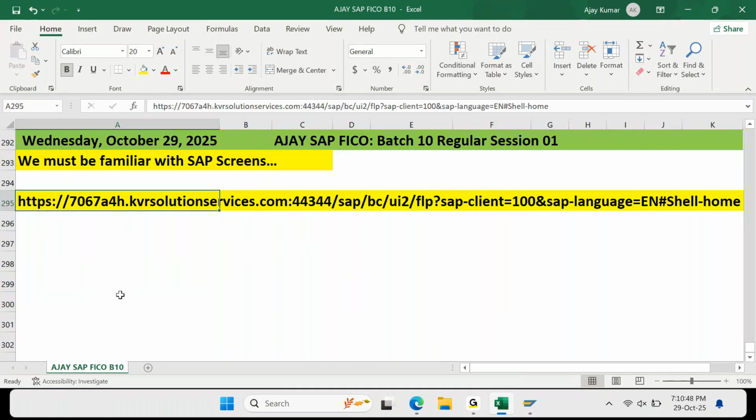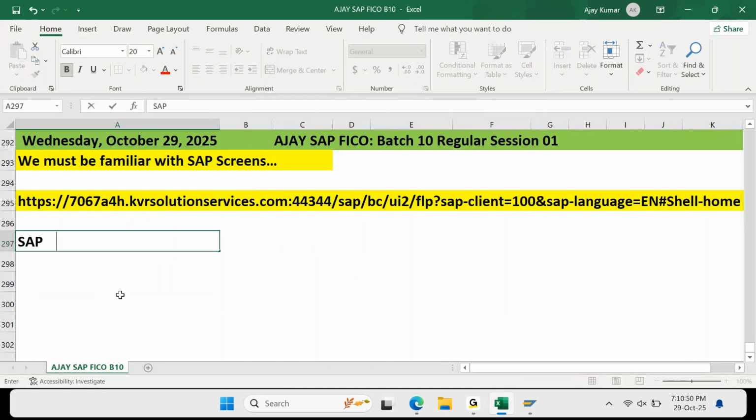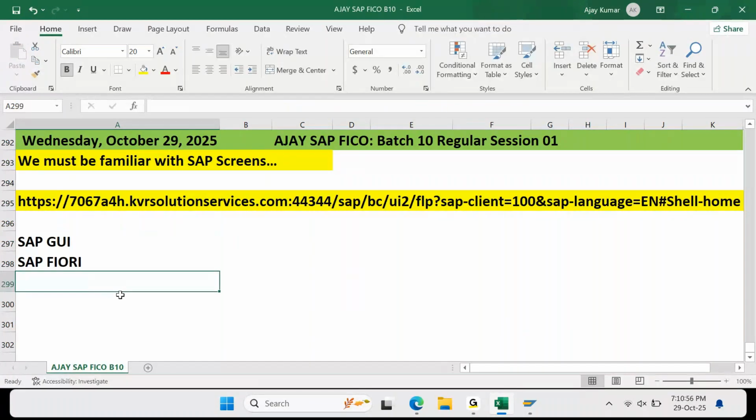Are these two screens clear? SAP GUI, SAP Fiori. Understood, right? These are the two things.